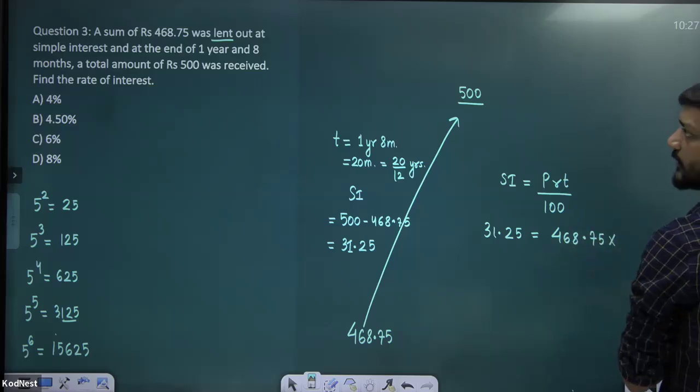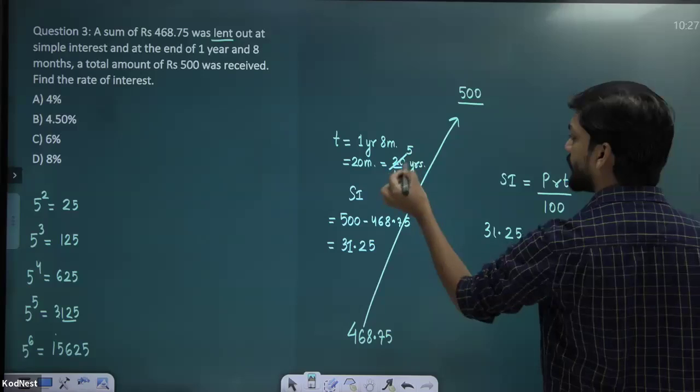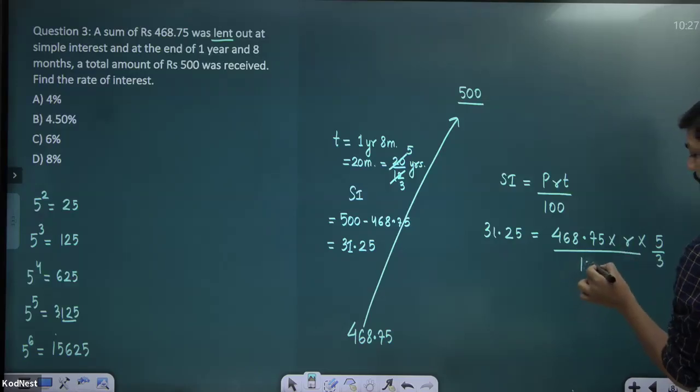Principal is 468.75. Rate of interest, I don't know. Time is 20 by 12, or I can say 4 into 5, 4 into 3, so 5 by 3. Time is 5 by 3 divided by 100. Okay.